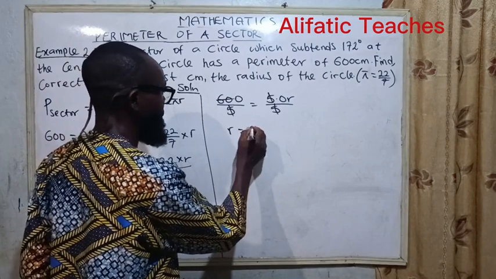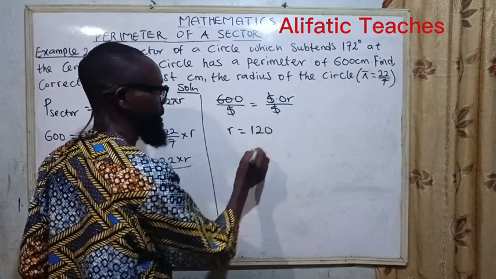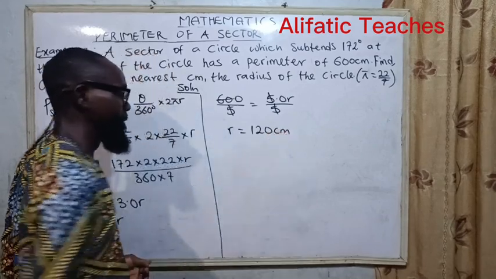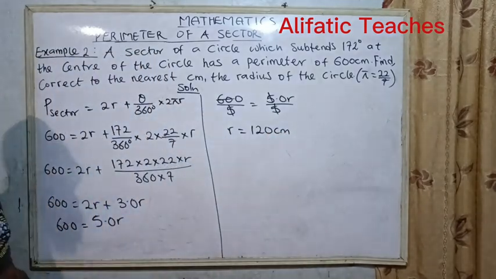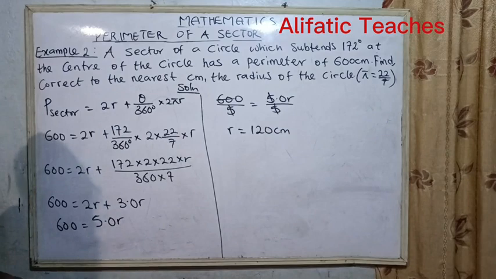We have 120 centimeter. So our radius here is 120 centimeter.